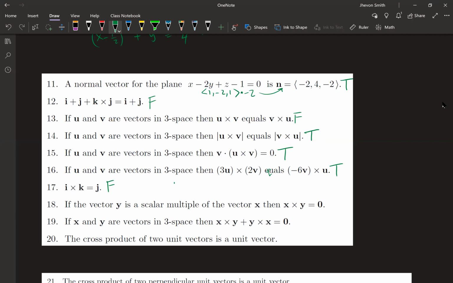You can remember from that i, j, k, you can remember from that circle that goes clockwise. i cross j is k, k cross i is j, j cross k is i. But here, if you do i cross k, you move the opposite direction, you get negative. It's negative j.